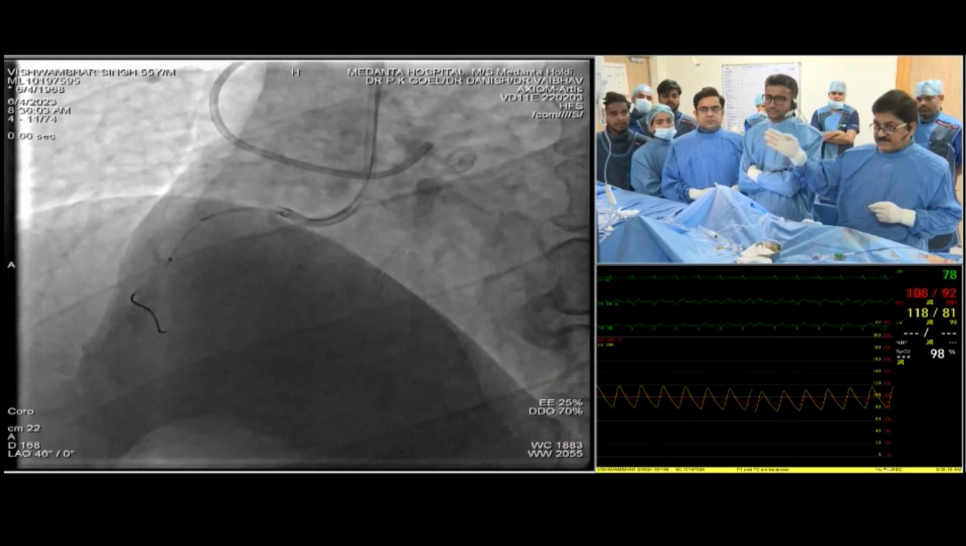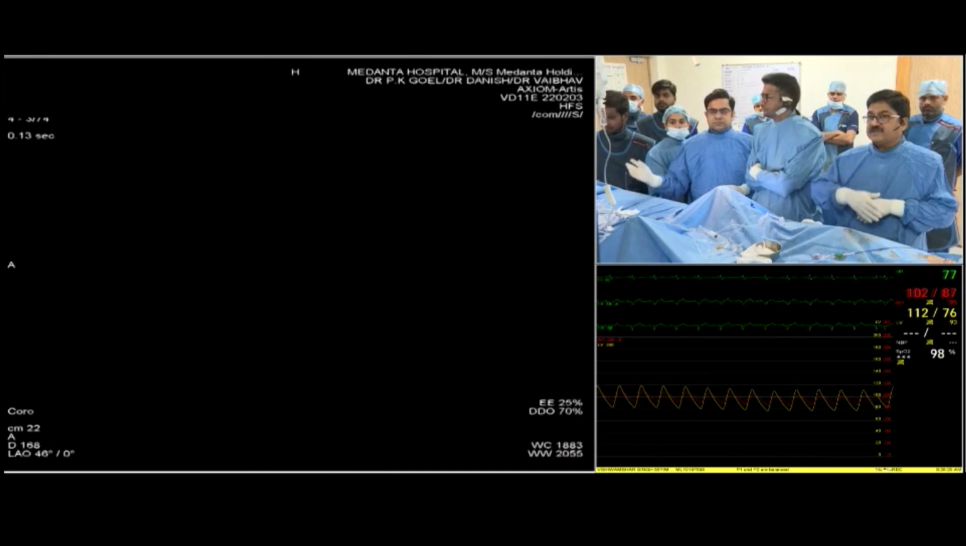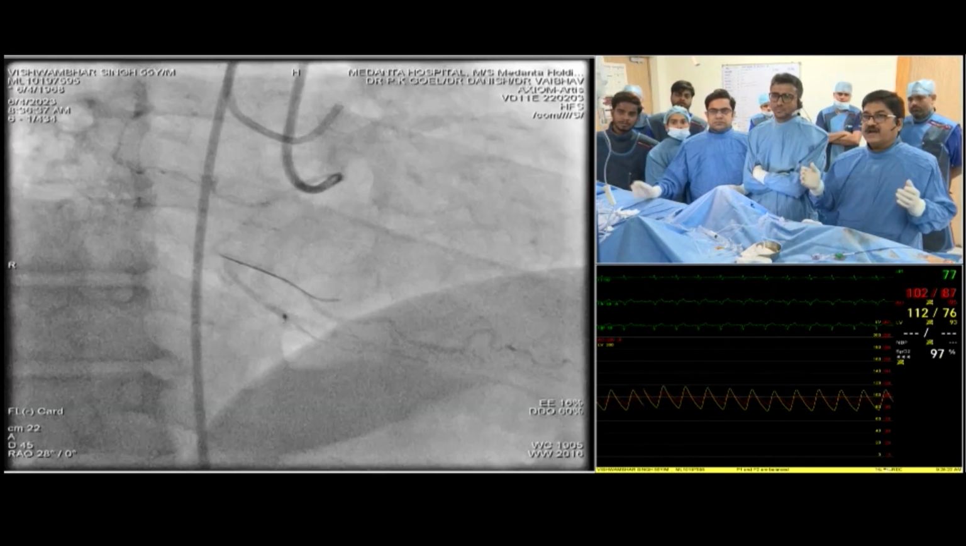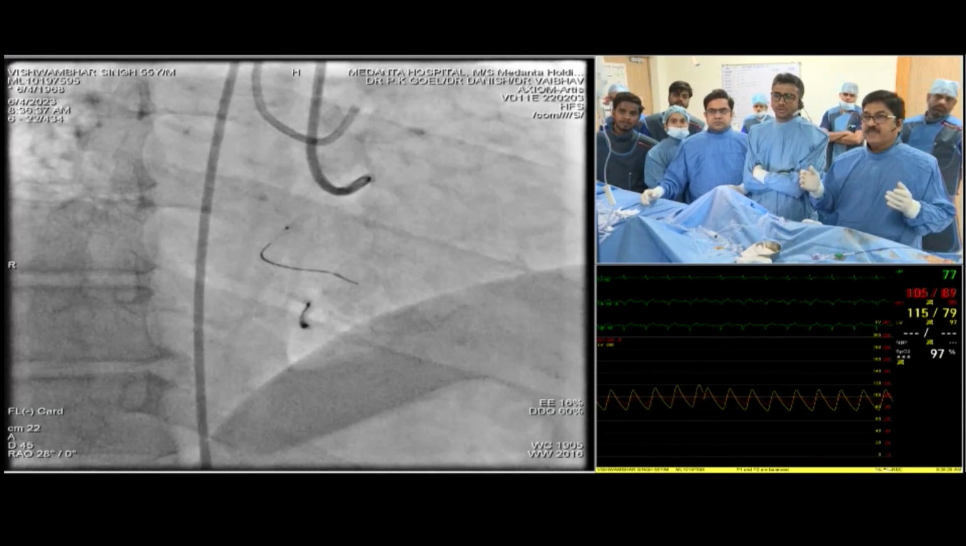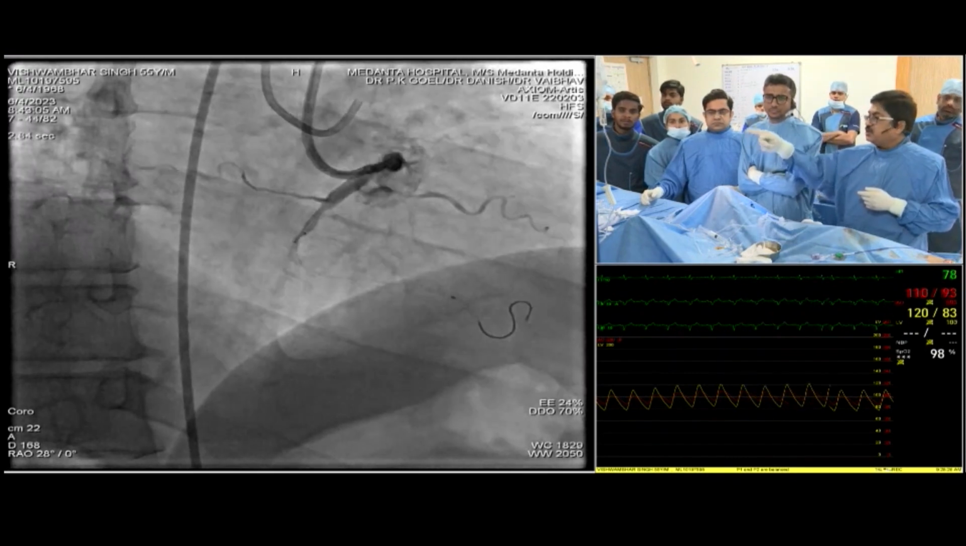So we did an IVUS. So you just move forward to the next frame of this angio. So again RAO, biplane. And move forward, and that's the IVUS setup. Yes, show me the IVUS.